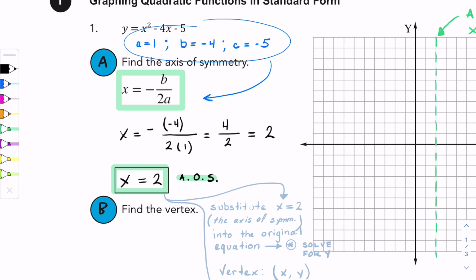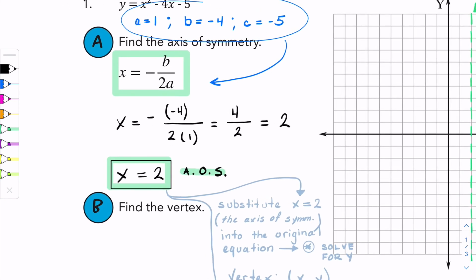Knowing that we need to substitute the axis of symmetry, in this example it's specifically x equals 2, back into the original equation and solve for y, I'm just going to rewrite the original equation. That would be this one here. That way we have it right in front of us. y equals x squared minus 4x minus 5.